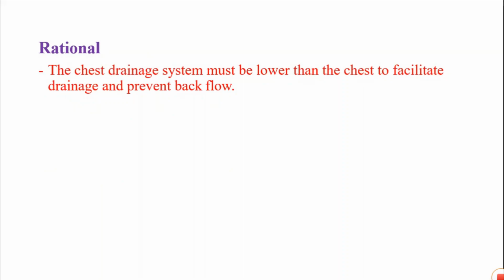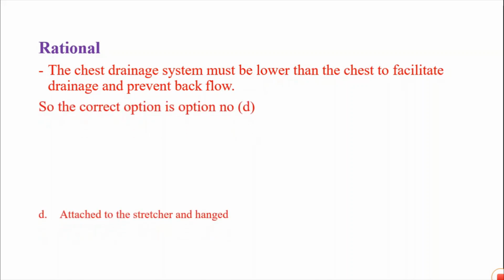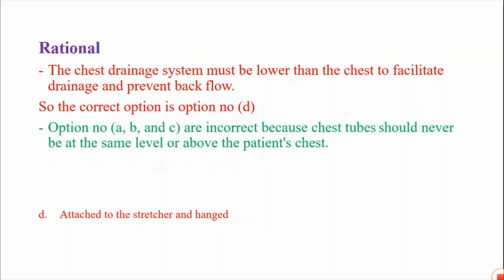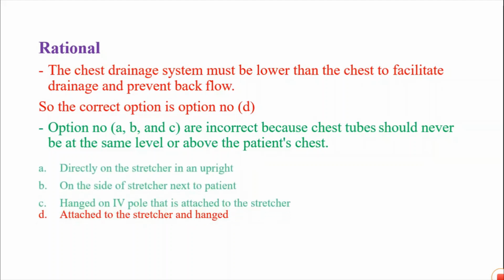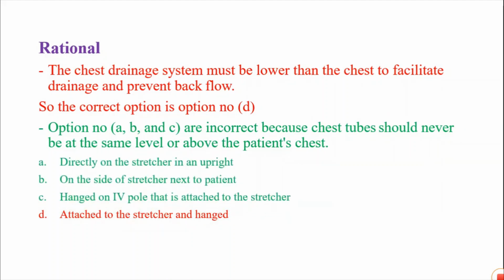The chest tube or chest drainage system must be lower than the chest to facilitate drainage and prevent backflow. So the correct option is option number D. Attach it to the stretcher and hang it. Regarding option number A and B and C, they are incorrect because chest tube should never be at the same level or above the patient chest. So the correct option is option number D.